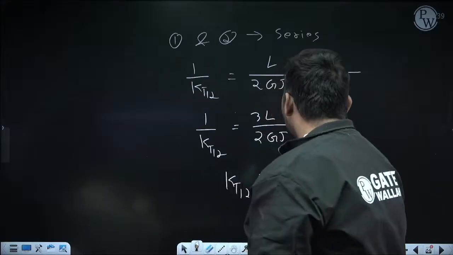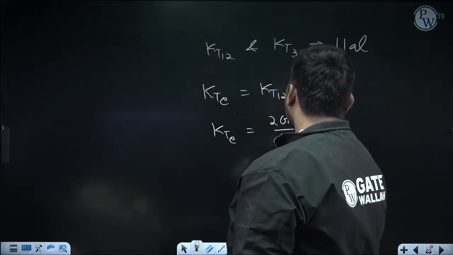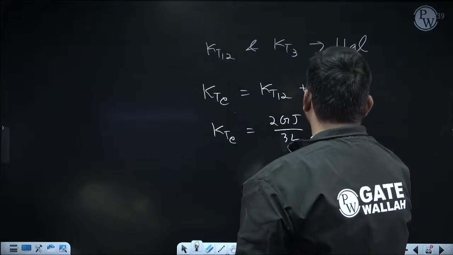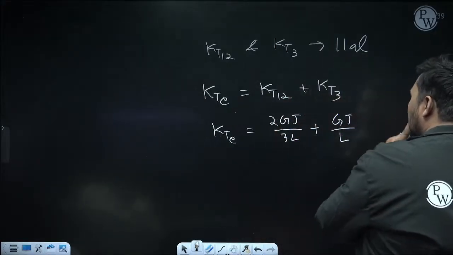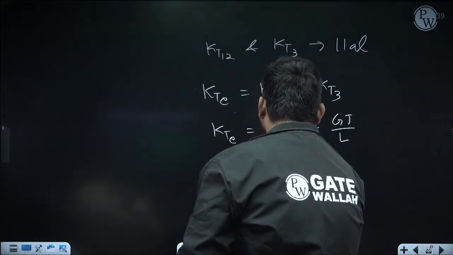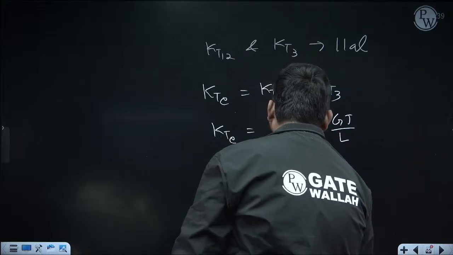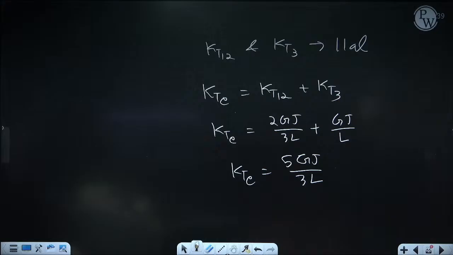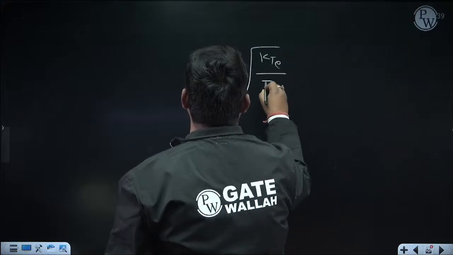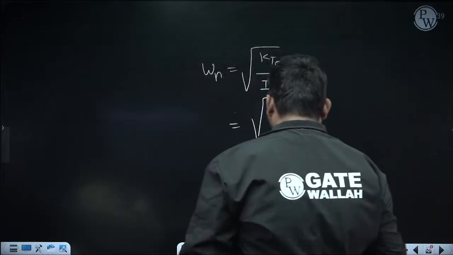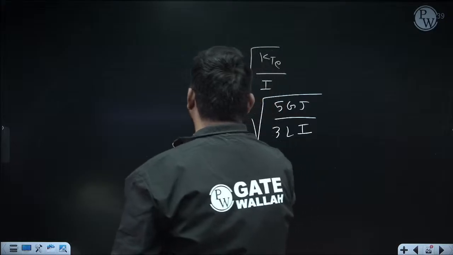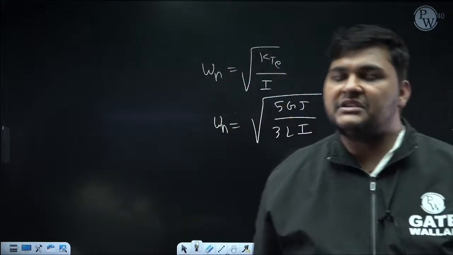Now KT12 is 2GJ upon 3L plus KT3 is GJ upon L. So GJ upon L you can take common. So it will be 2 by 3 plus 1, that is 5 by 3. Yes. So overall KT equivalent is coming 5GJ by 3L. Yes. So now the natural frequency in radian per second will be root over KT equivalent upon, instead of mass, the mass inertia of the rotor, which is I. So root over 5GJ by 3L upon I. Okay. So this is the answer for this question.